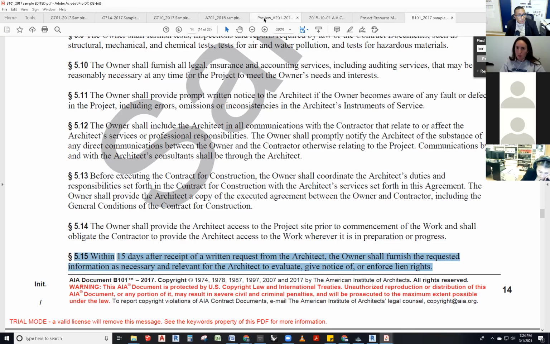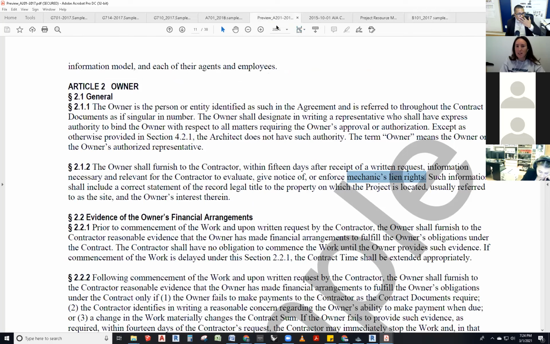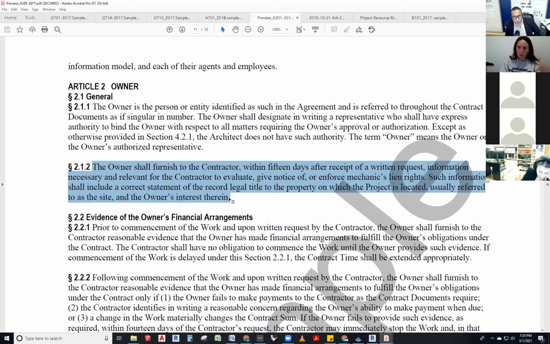Then let's go back to the B101. That's the A201. That's lien rights. The architect can give lien rights to contractor, subcontractor after giving written notice to the owner. No, it's a B101. Architect can also put a lien, has a right to put a lien on the property. He does, but let's just clarify because I know Miranda's looking for a loophole. Read these. The owner shall furnish to the contractor within 15 days after receipt of a written request information necessary and relevant to the contractor to evaluate, give notice of, or enforce mechanic lien rights. Same thing.